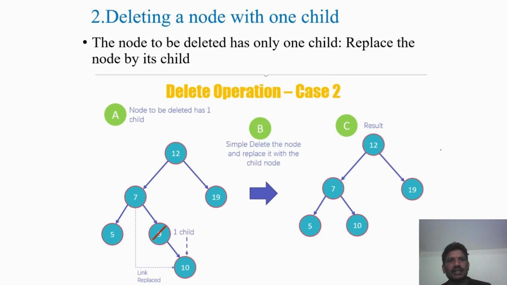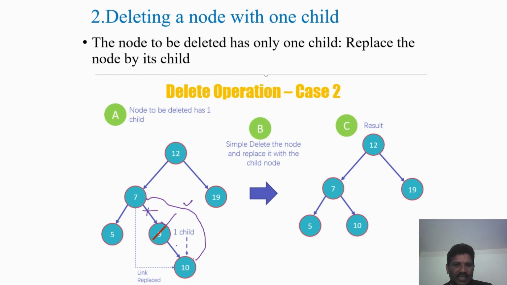Then the second case, the deleting node with one child. For example, in the case of 9, if you want to delete the node 9 from this binary search tree, it has the parent node and it has the right child. Then what you have to do in this case is the right child link has to be replaced over here. The deleted node's child node would be connected to the deleted node's parent. This is the way we can connect.